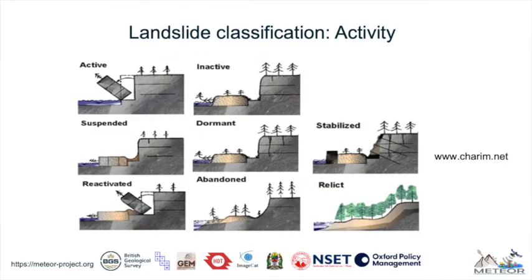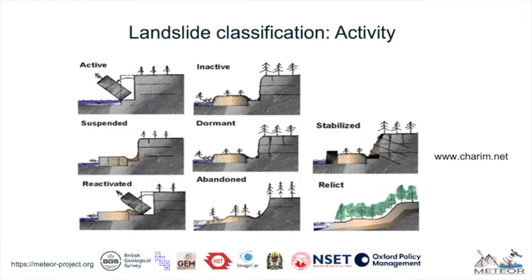In this classification, the activity of the landslide is shown. So active is straightforward, the landslide is currently moving, whereas a suspended landslide has moved in the last 12 months, but is not currently active. A reactivated landslide are those that are active, but had previously been inactive. So we can see in the reactivated landslide, we have our block that's fallen down into the river or into the sea from the bluff, and then we have a reactivation, another block falling on top of it.